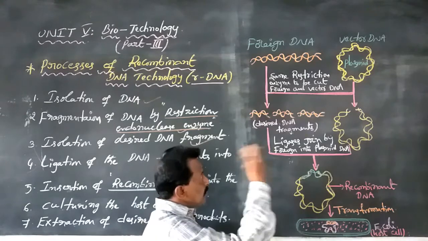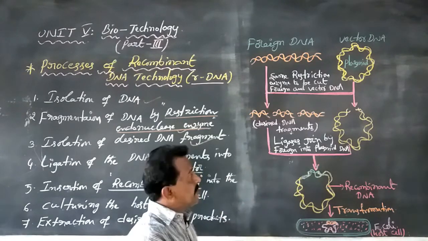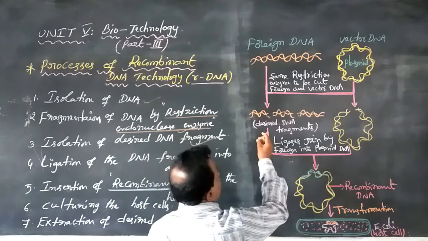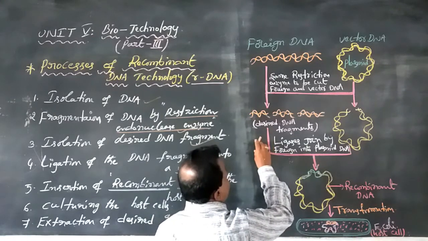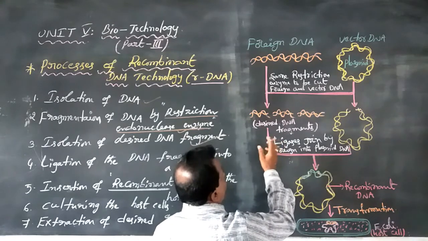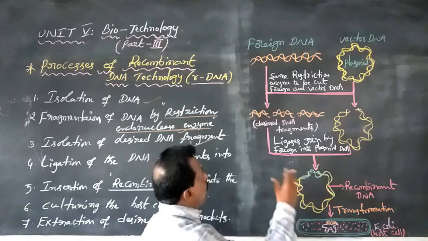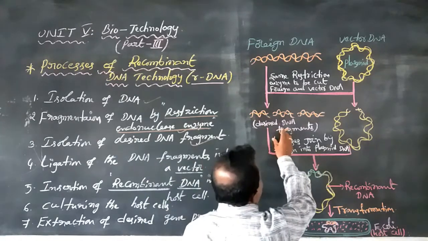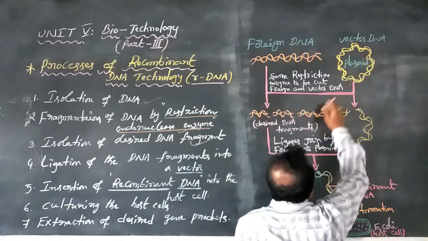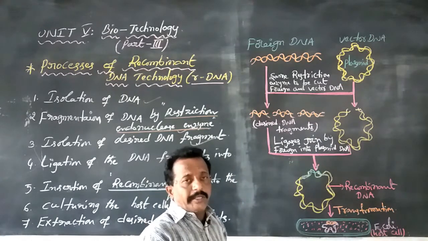Through agarose gel electrophoresis and PCR cycle, well desired DNA fragments are developed. These well desired DNA fragments are introduced into one vector.